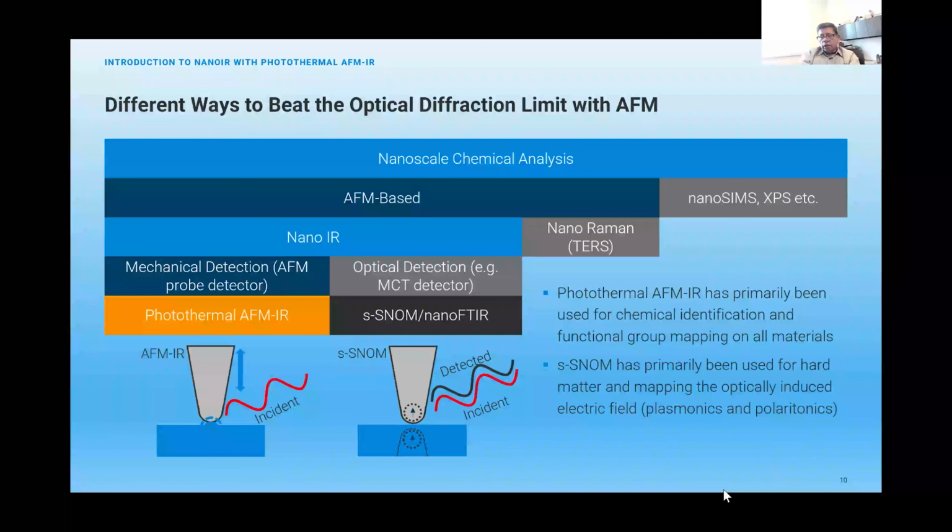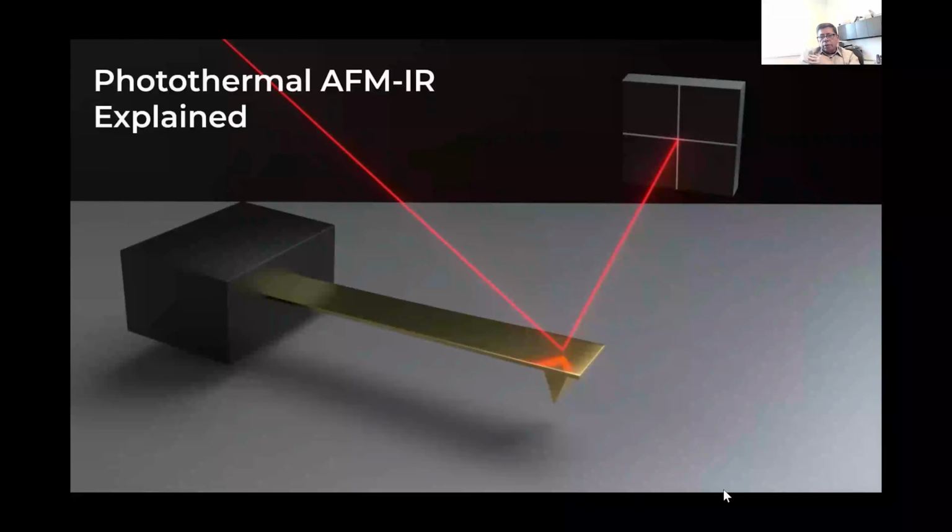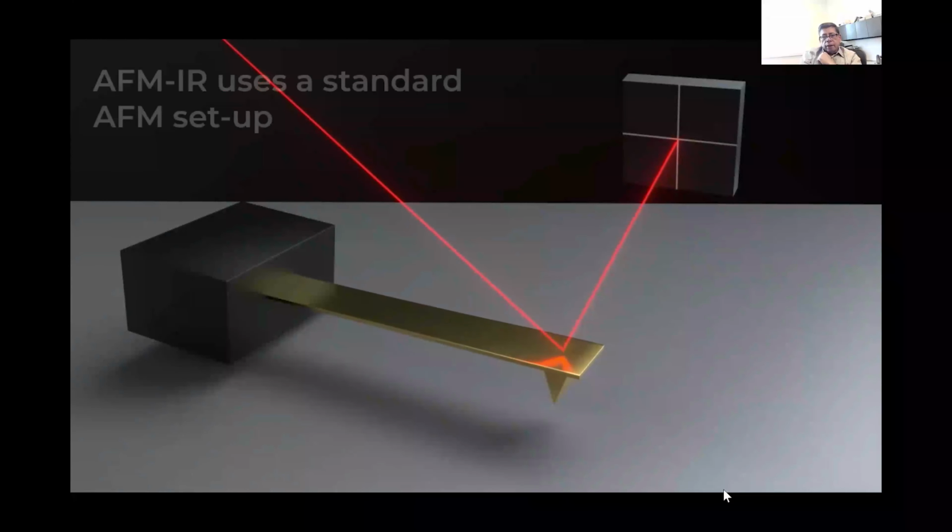Okay, so photothermal AFM-IR, which is also called the nano IR, is mostly used for chemical identification and functional groups on these materials. And then the scattering S-SNOM can be used on hard and soft materials, mostly to study plasmonics and other optical related properties. Now, what is the operating principle? So you can see here the operating principle of this.